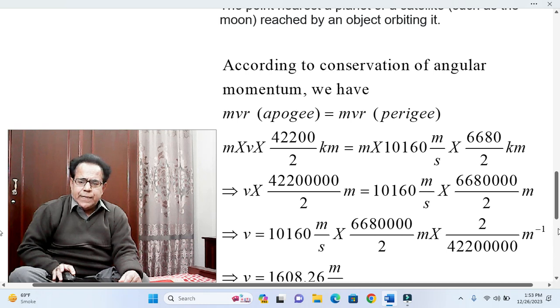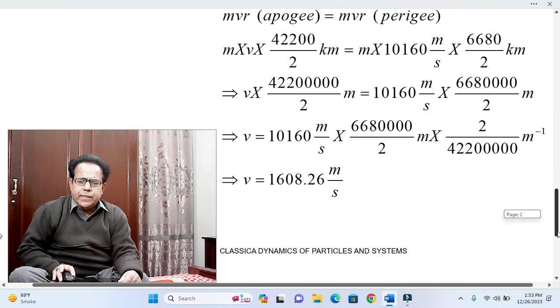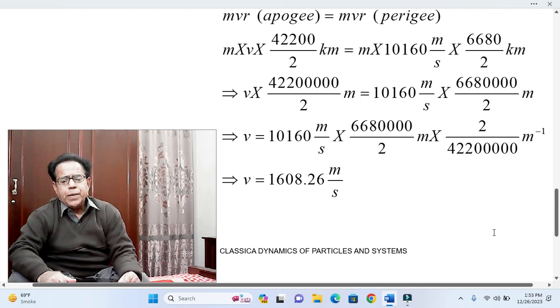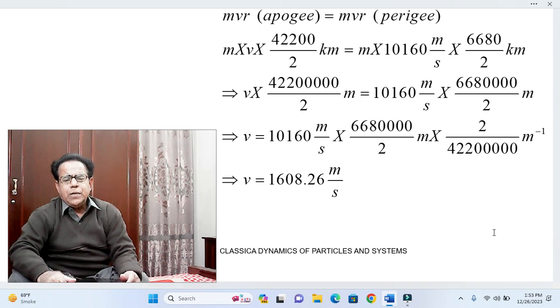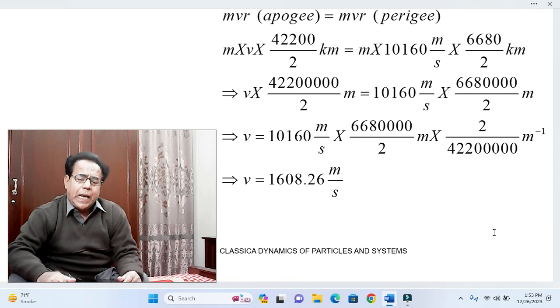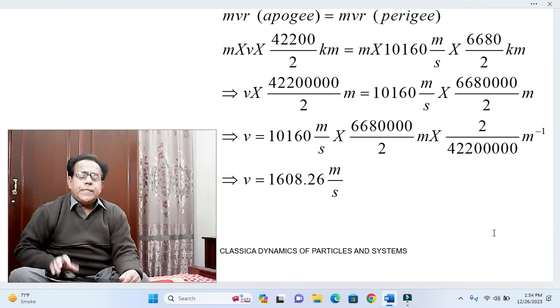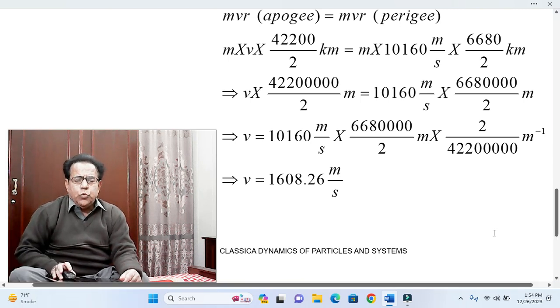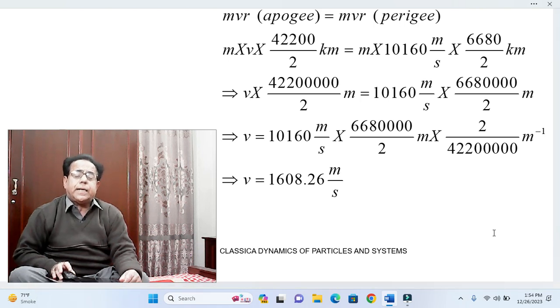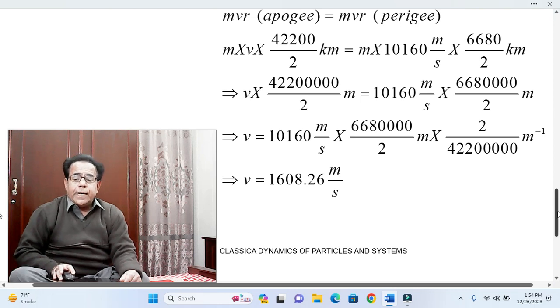Now this implies that v becomes equal to this. Just simplification. Okay, we will not discuss these simplification steps. Okay, meter inverse will be cancelled with meter. There are 2 meters in the numerator while 1 meter is in the denominator, so 1 m will be cancelled with the m of the denominator while 1 m will still exist. Okay, hence speed v becomes equal to 1608.26 meter per second. And this is the end of our problem.